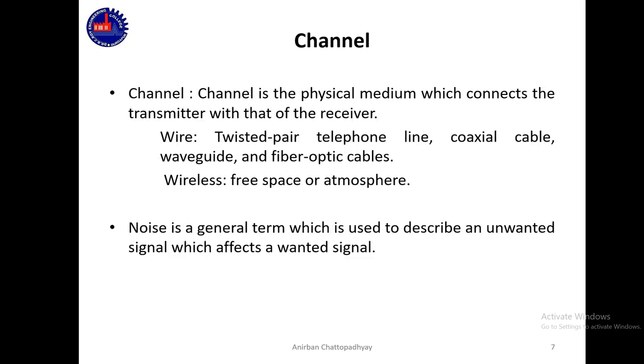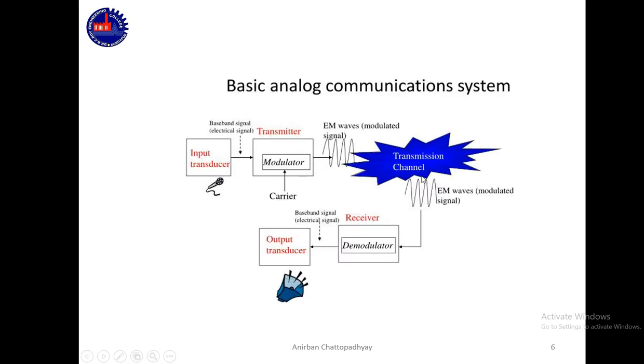So in this way a communication system works. Again I am repeating: first the input transducer, then the modulator, then it goes through the channel where noise is introduced, and then it goes to the receiver section where it first demodulates, and then an output transducer is used to convert the electrical signal into its original message signal. So these are the different sections of how a basic communication system works.